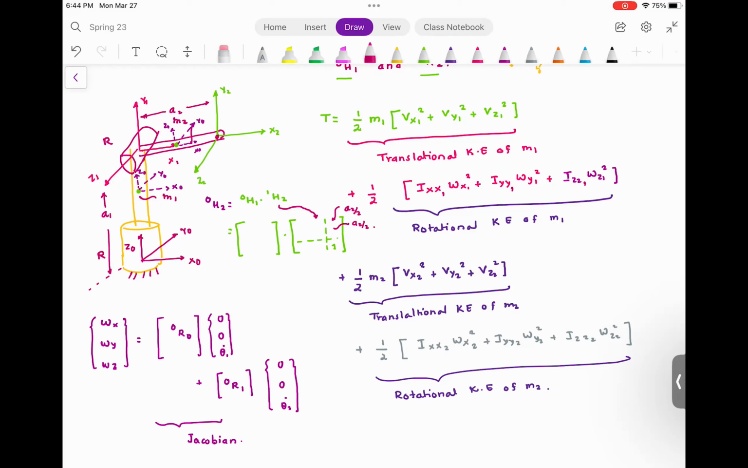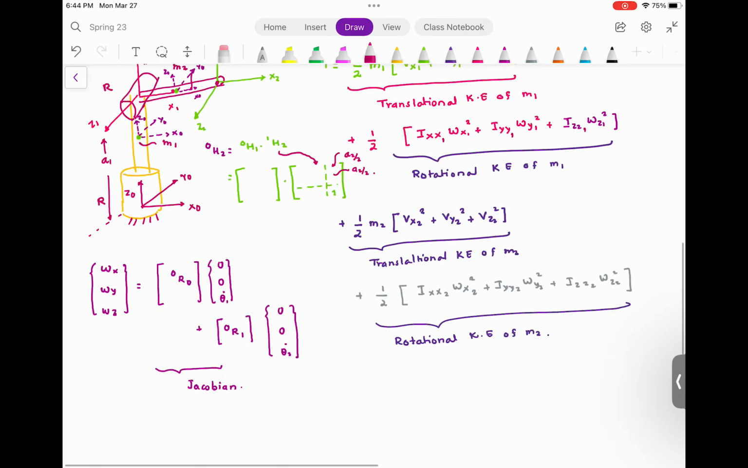I will repeat this once again. If you ignore this, there's going to be omega x1, omega y1, omega z1. If you take this out, there's going to be omega x2, omega y2, omega z2. Everyone understood this? Take these quantities and put that in this equation, which I have shown you here.